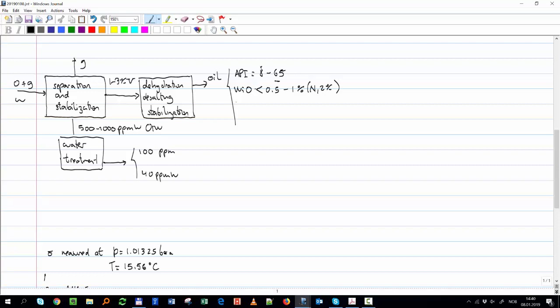If I'm saying transport in a tanker, if this goes to a tanker or a truck, I have to consider the pressure that I call Reid vapor pressure. This stands for Reid vapor pressure.